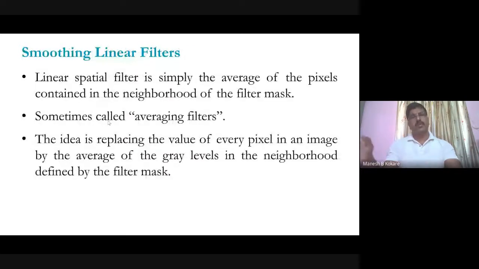So, simple smoothing with a linear filter. A linear spatial filter is simply the average of the pixels contained in the neighborhood of the filter mask. You have a mask such that when you place it on the image under consideration, you take the average of that image, and that's why it is called the averaging filter. The averaging operation in mathematics is equivalent to low pass filtering, whereas the differencing operation is equivalent to high pass filtering.